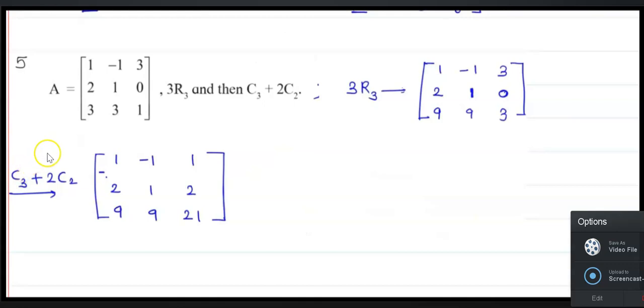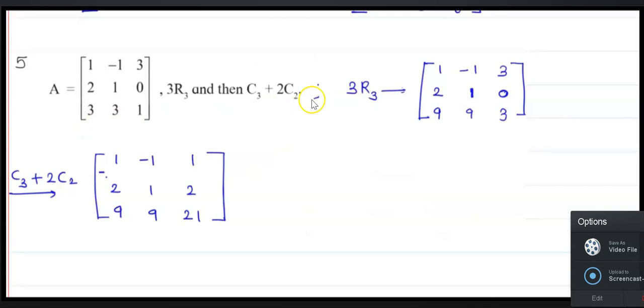Matrix A is given: 1 minus 1 3, 2 1 0, 3 3 1. What is the operation? That is 3 times R3 and then C3 plus 2 times C2. Now we'll perform the operations one by one. The first operation is 3 times R3, that is, we'll multiply the third row by 3.